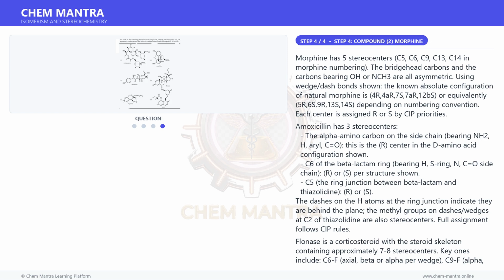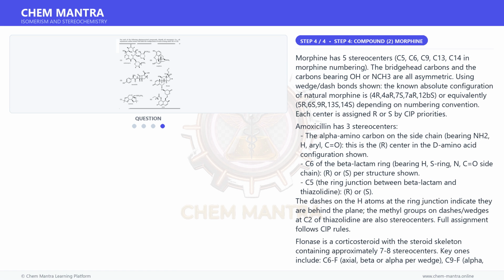Morphine has 5 stereocenters, C5, C6, C9, C13, C14 in morphine numbering. The bridgehead carbons and the carbons bearing OH or NCH3 are all asymmetric. Using wedge dash bonds shown, the known absolute configuration of natural morphine is 4R, 4aR, 7S, 7aR, 12bS, or equivalently 5R, 6S, 9R, 13S, 14S, depending on numbering convention. Each center is assigned R or S by CIP priorities.